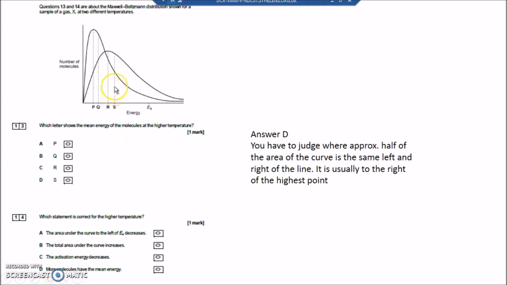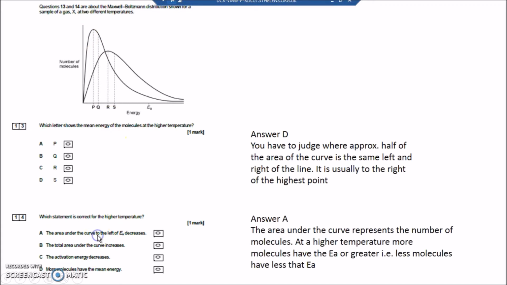No, in actual fact, at the mean energy S, for the higher temperature, there are fewer molecules. About here, that number here, if you could read up from S and where it hits the curve at the higher temperature, there are fewer molecules than up from Q, which hits the lower temperature curve at a higher value here. So the answer is A.